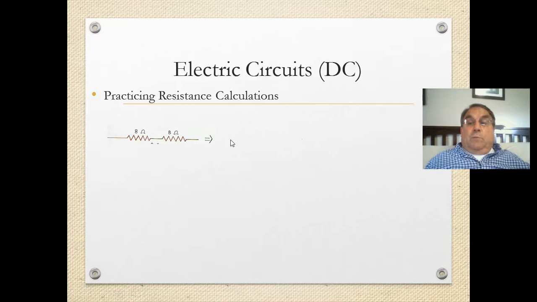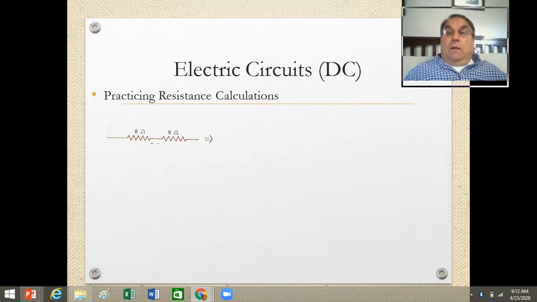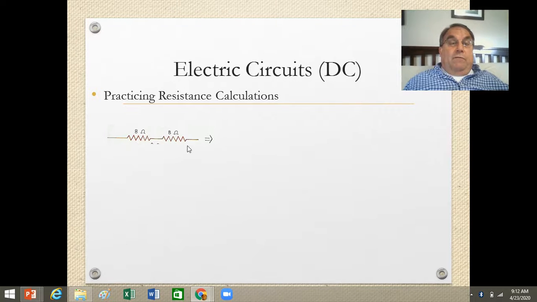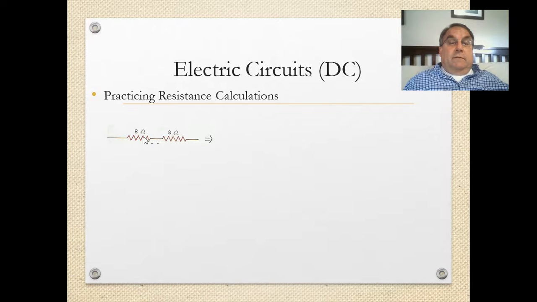Okay, so let's practice this a little bit. If we have two identical 8 ohm resistors in series, what would the overall resistance be? Let's see, 8 plus 8, 16 ohms. Okay, what about if we put them in parallel? 1 over R equals 1 over 8 plus 1 over 8. 1 over R equals 2 over 8. So R equals 8 over 2, which would be 4 ohms. Okay, so pretty simple.